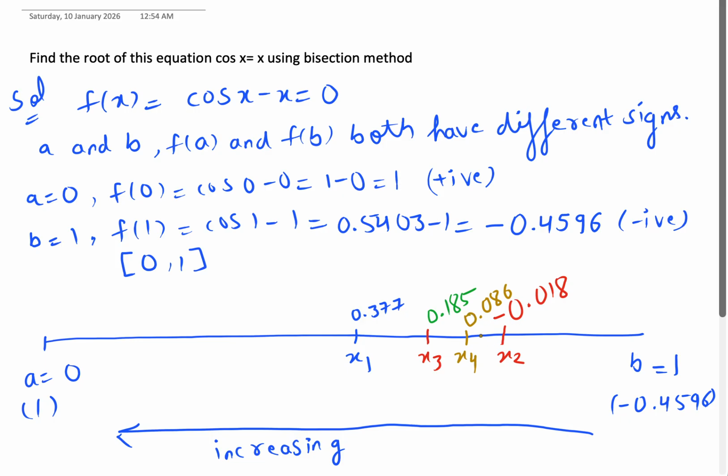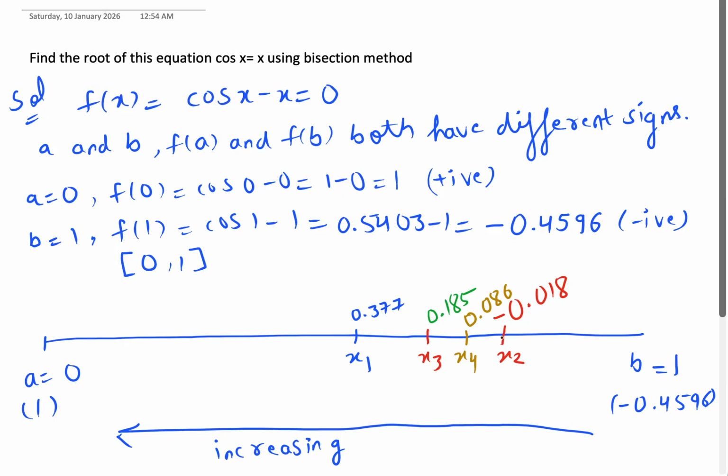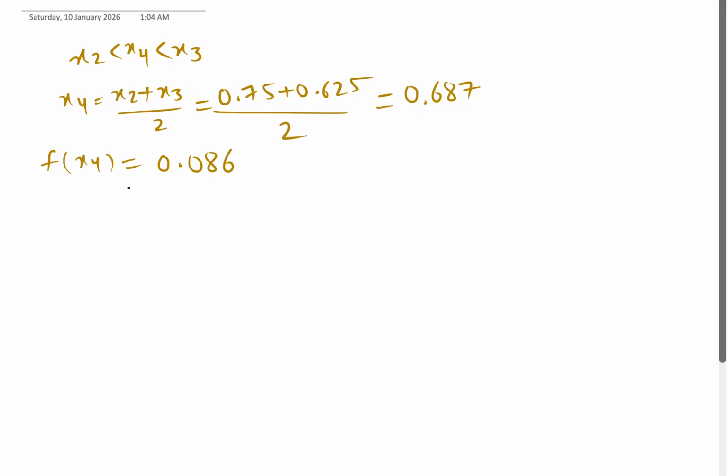So now if we want to locate 0, it will be between x2 and x4, so we are going to find out the fifth approximation root. So the fifth approximation root, x5, will be here. Here I am writing very small, here will be x5 between x2 and x4. Let's calculate it. x5 will be between x2 and x4. x5 is equal to (x2 plus x4) upon 2.